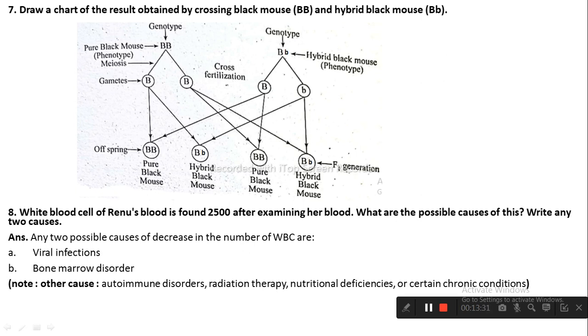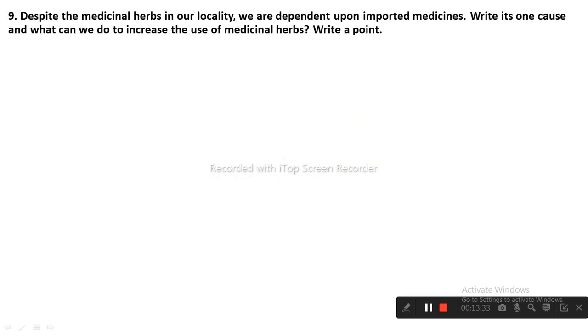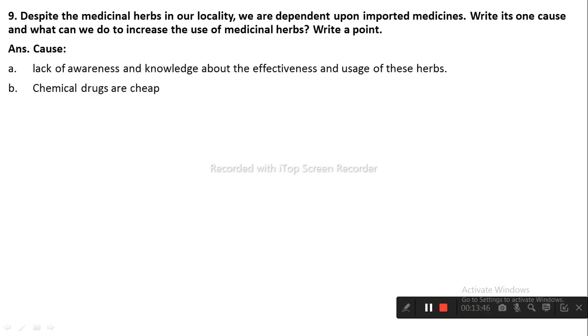A decrease in the number of WBC can also be caused by autoimmune disorder, radiation therapy, nutritional deficiencies, or certain chronic conditions as well. Next one, despite the medicinal herbs in our locality, we are dependent upon imported medicines. That is one cause, and what can we do to increase the use of medicinal herbs? Write a point. So causes: lack of awareness and knowledge about the effectiveness and uses of these herbs, and chemical drugs are cheap. That is the reason despite the medicinal herbs being in our locality, we are dependent upon imported medicines.